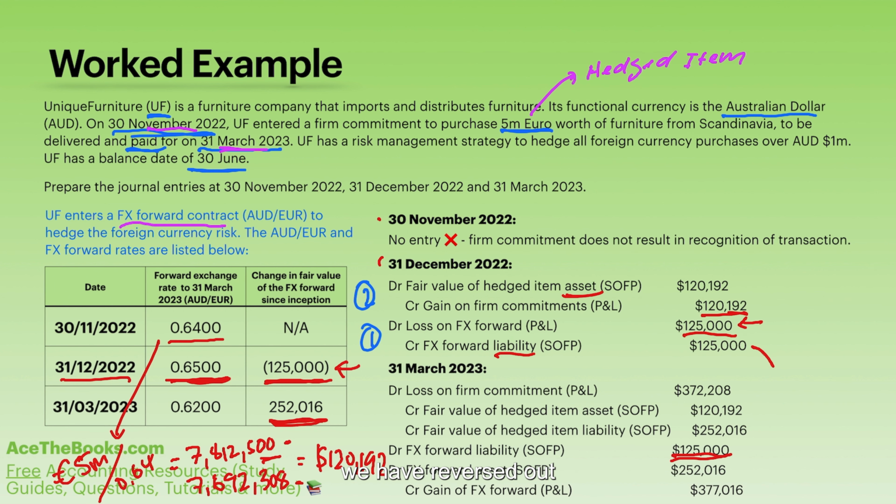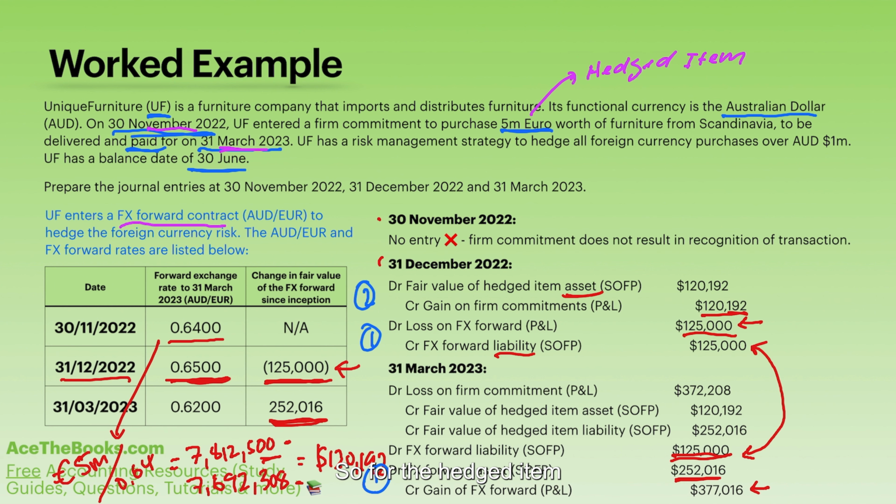So we can see that we have reversed out the previously recorded liability, as well as recorded the 252, which is the current period fair value movement here. The other side of the entry to balance the journal is the gross movement from inception, being the $377,000. Again, that is the first step done. So now let's turn to the hedged item.